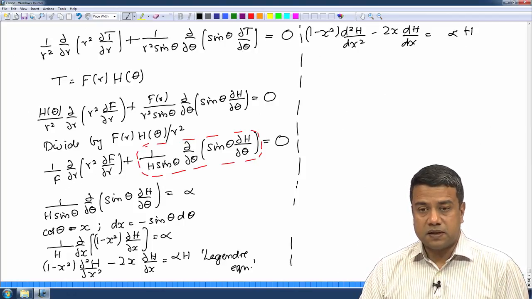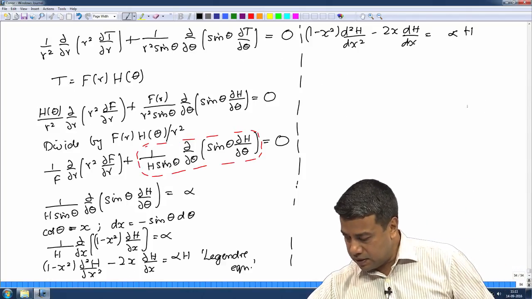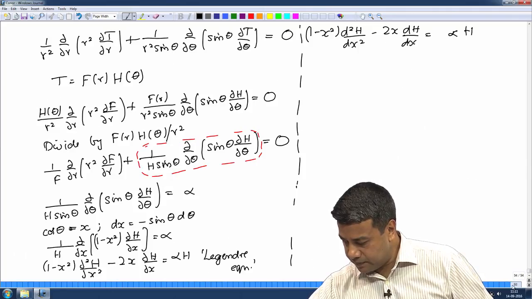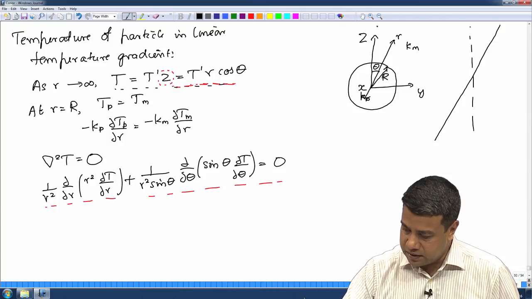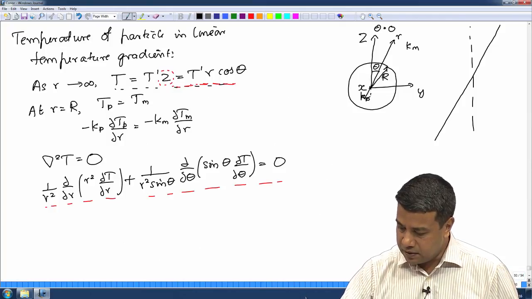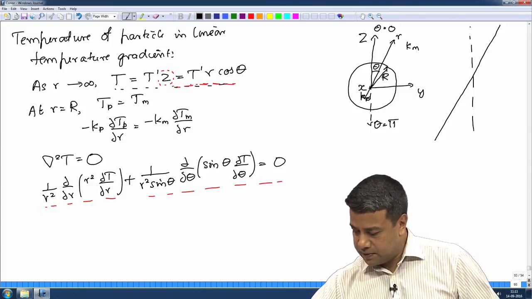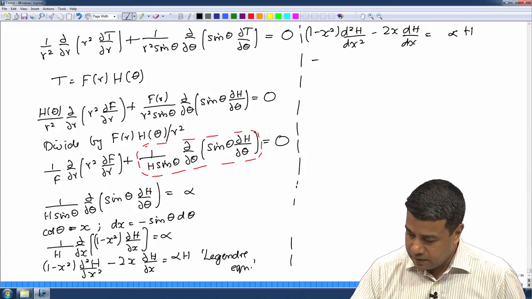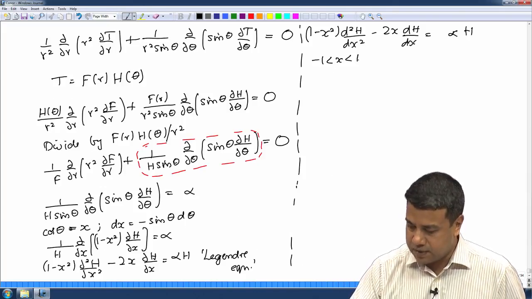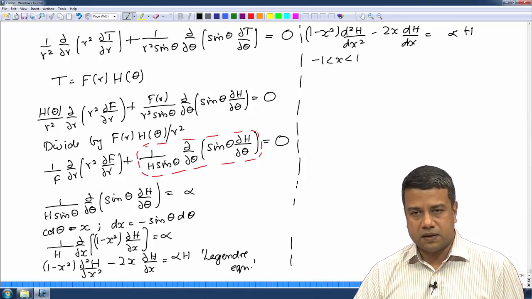In this particular case, theta goes from 0 to pi. If you recall, in a spherical coordinate system, theta goes from 0 at z is equal to 0, this is theta equals 0, and along the minus z axis theta is equal to pi, which means that this function x goes from minus 1 to 1. At theta is equal to 0, x is 1, at theta is equal to pi, x is equal to minus 1.